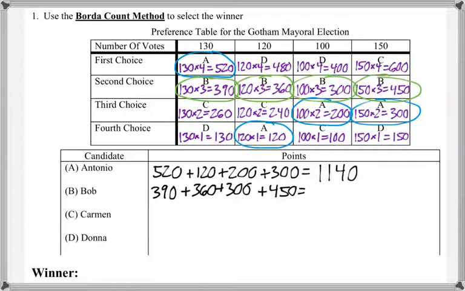Bob got 390 plus 360 plus 300 plus 450. So that is 1,500 total points.